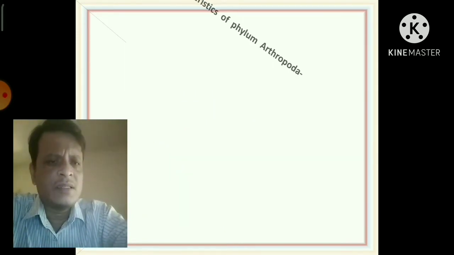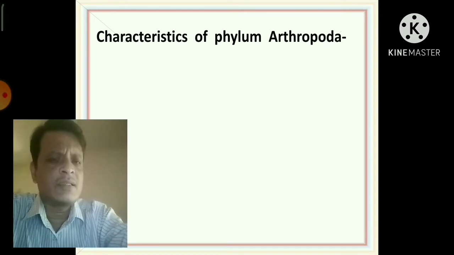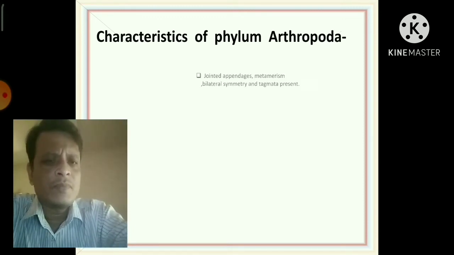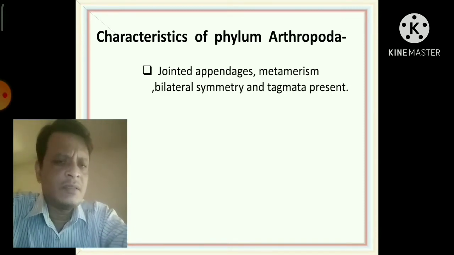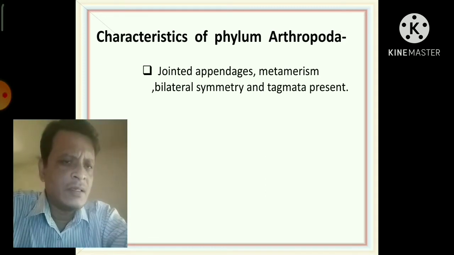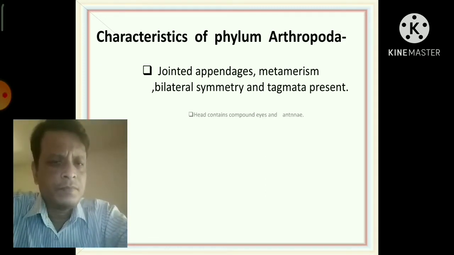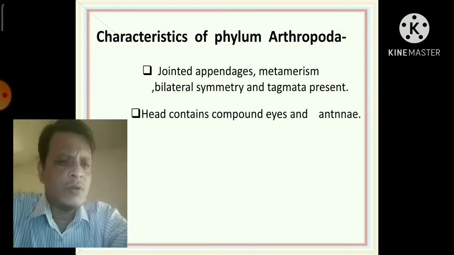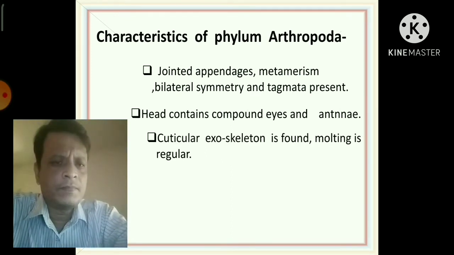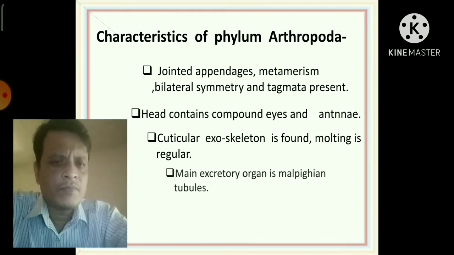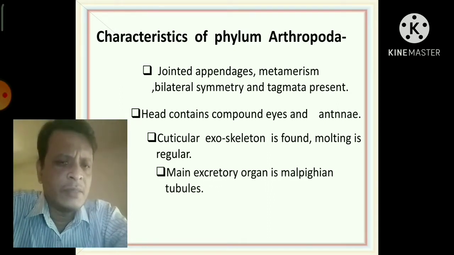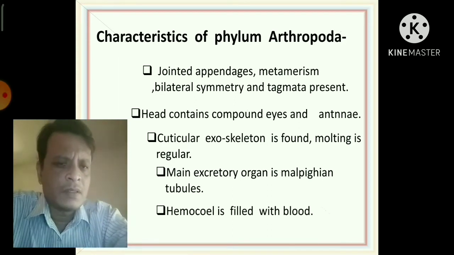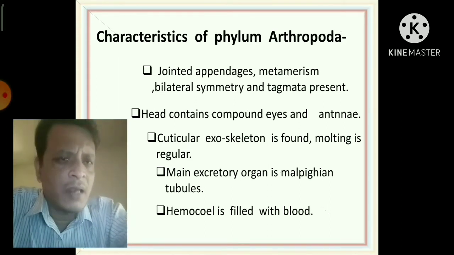Now let's discuss some of the important characteristic features of the phylum Arthropoda. They have jointed appendages. This is the most important characteristic feature. Metamerism, bilateral symmetry and tagmata presence. Head contains compound eyes and antennae. Cuticular exoskeleton is found. Molting is regular. And the main excretory organ is Malpighian tubules. Hemocoel is filled with blood.